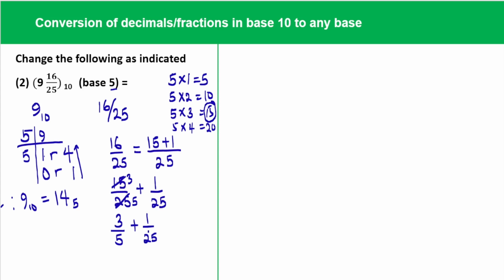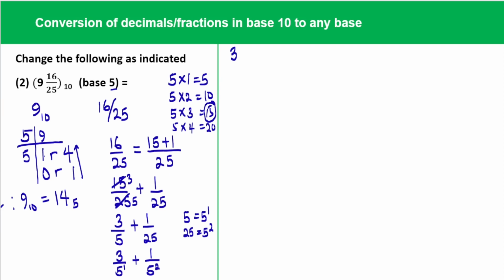Now in the next step, we will express the denominator of this fraction in base 5. So 5 in base 5 is the same as 5 to the power of 1. 25 in base 5 is the same as 5 to the power of 2. Therefore, this 3 over 5 is the same thing as 3 over 5 to the power of 1, plus 1 over 25 is the same as 5 to the power of 2.